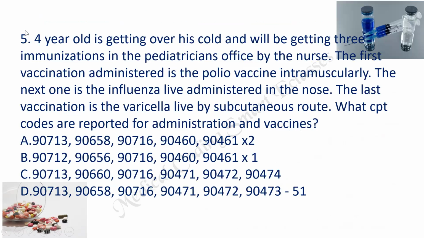Now, a 4-year-old is getting over his cold and will be getting 3 immunizations in the pediatrician's office by the nurse. The first vaccination administered is the polio vaccine intramuscularly. Next is the influenza live administered in the nose. Last vaccination is the varicella live by subcutaneous route.